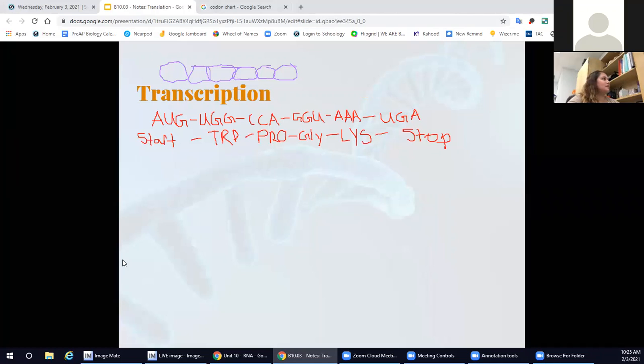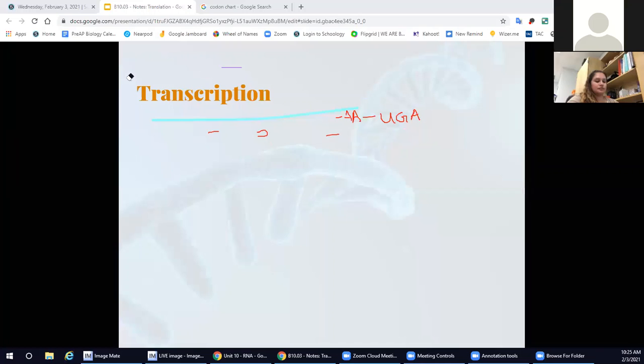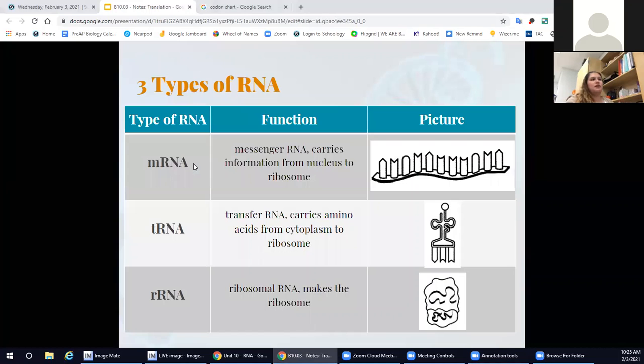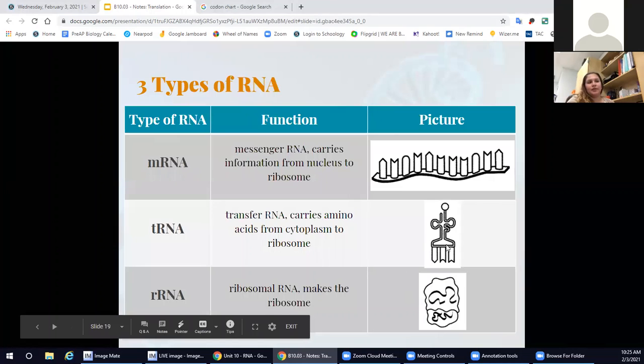Oh, I need to erase this. Oh, sorry, we don't need this one. We already did transcription. And that's it. So in this last step, we use tRNA and rRNA. In the very first step that we talked about yesterday, we used mRNA. So that's all I needed to talk about today.